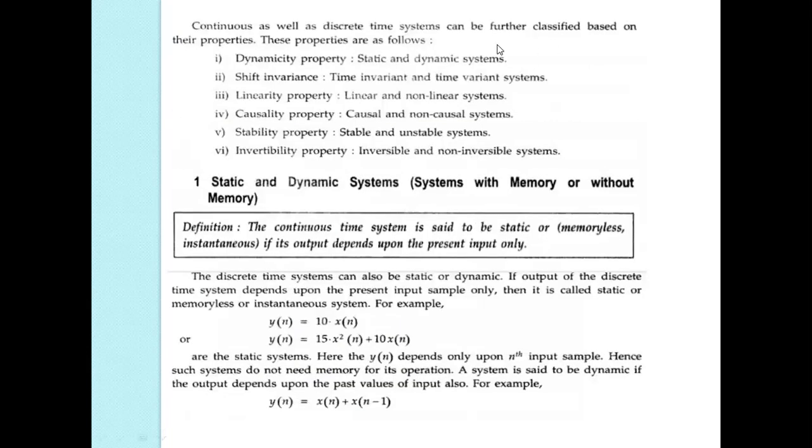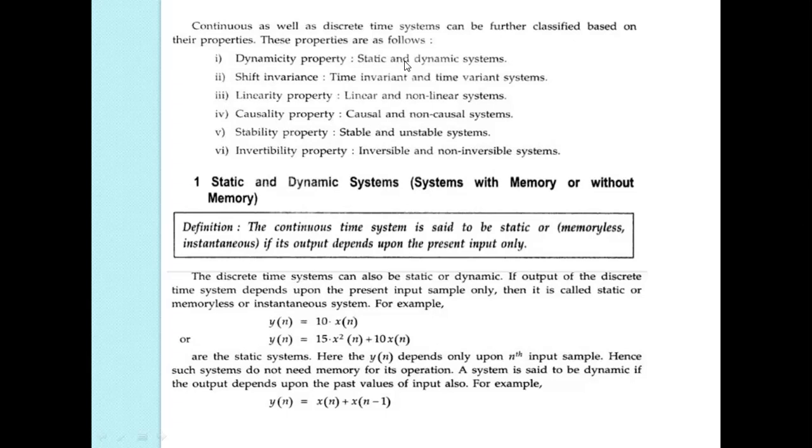Continuous as well as discrete time systems are further classified based on their properties. These properties are as follows: static and dynamic systems, which is the dynamicity property; time invariant and time variant systems, which is the shift invariance property; linear and non-linear systems, which is the linearity property; causal and non-causal systems, which is the causality property; stable and unstable systems, which is the stability property; and invertible and non-invertible systems, which is the invertibility property.